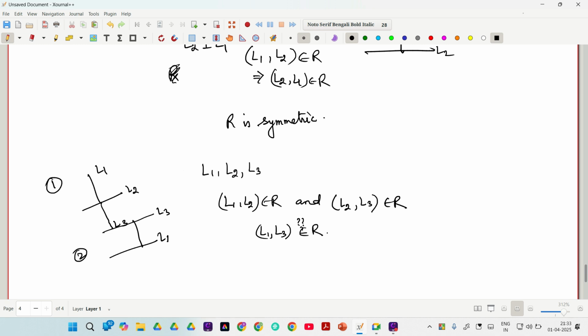Can you see? These two are parallel. Here also the same thing. This is L1 and this is L3. These two are parallel, whereas L1 and L3 are both perpendicular to L2, right? So it is not a transitive relation.